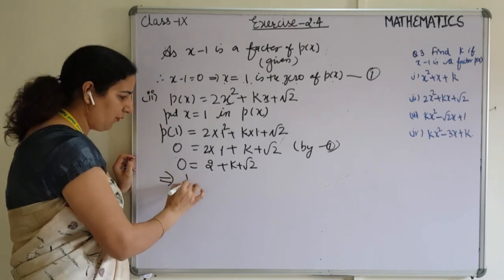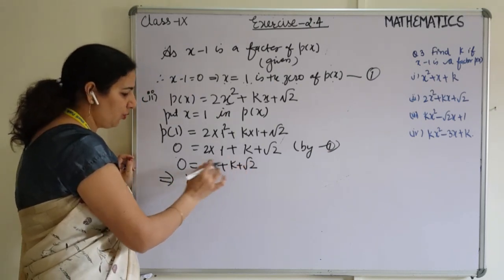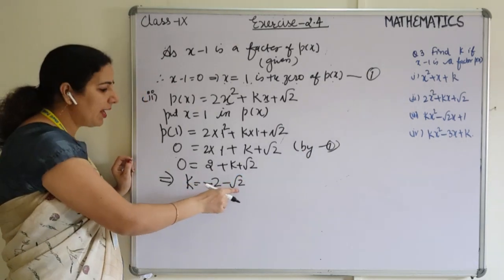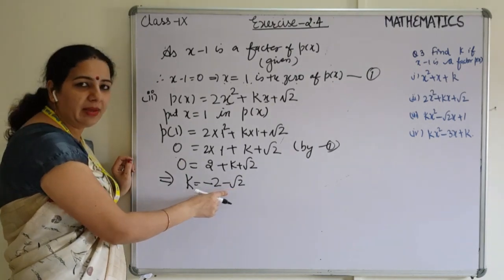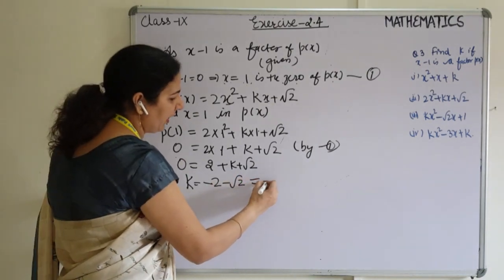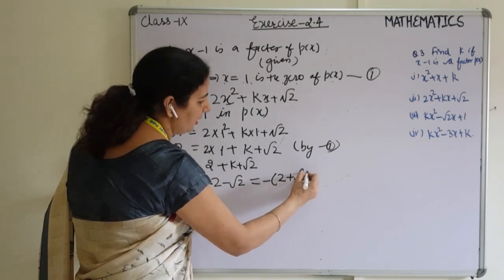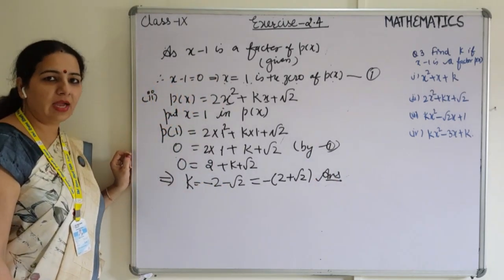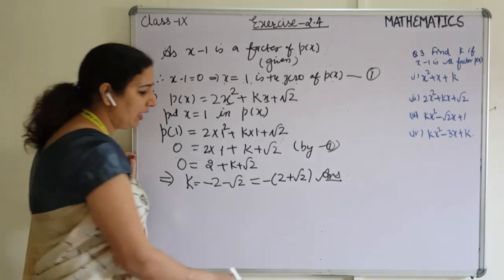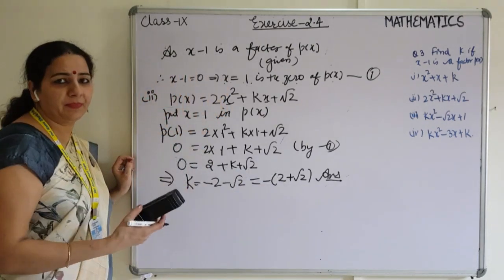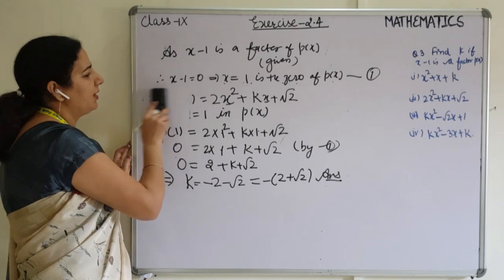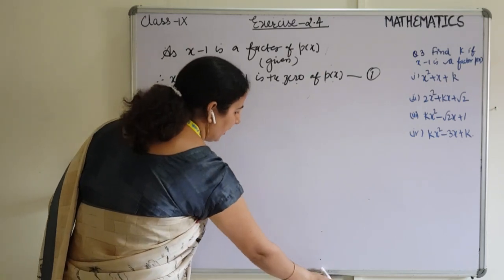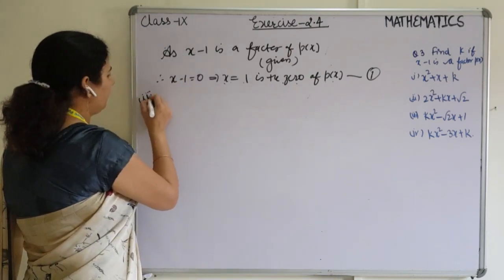Now we have to solve for k. So just shift these two numbers this side, so minus 2 minus under root 2. This is a rational number and this is an irrational number. They both can't be added or subtracted, but we can take minus common. So the final answer is minus under root 2 plus 2. This is our answer for part number 2. It means this is the value of k, by which when you put it, the answer will be equal to 0.